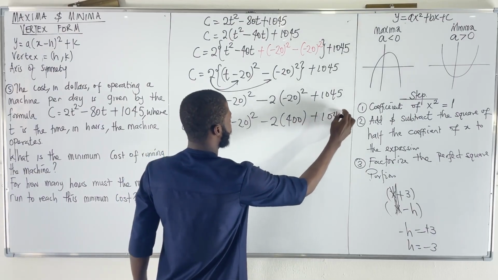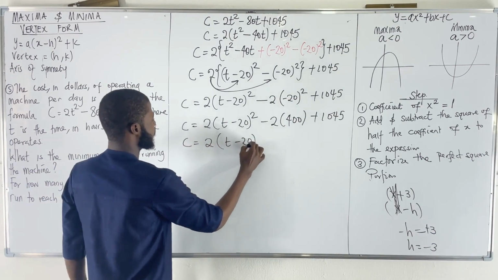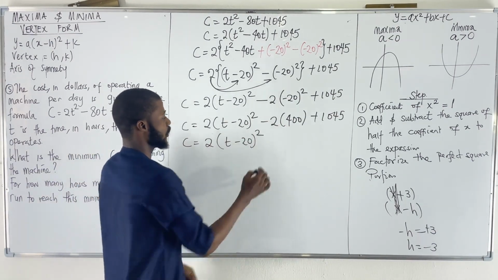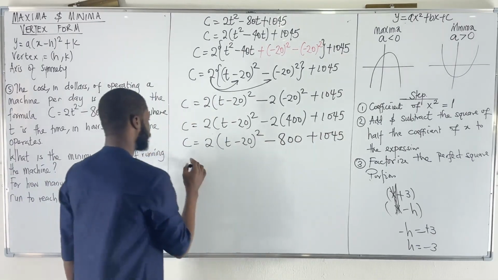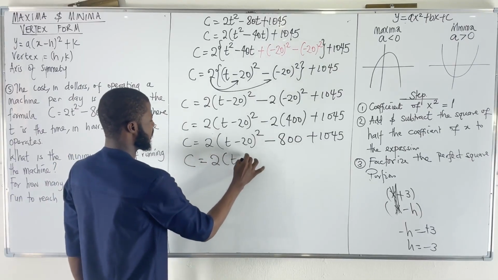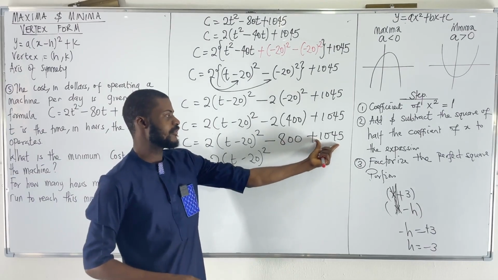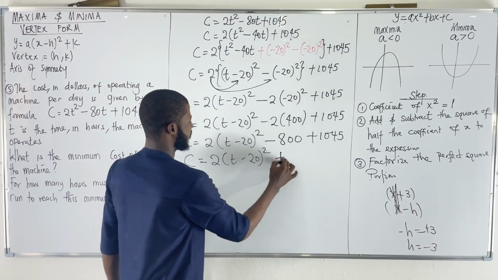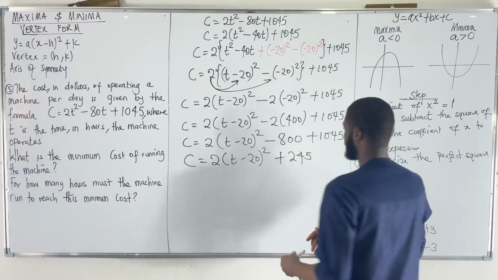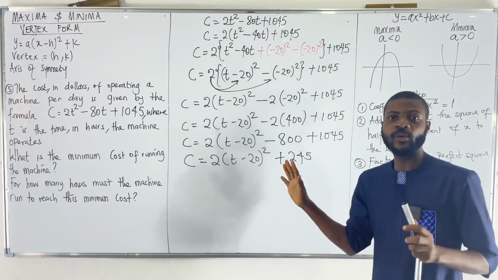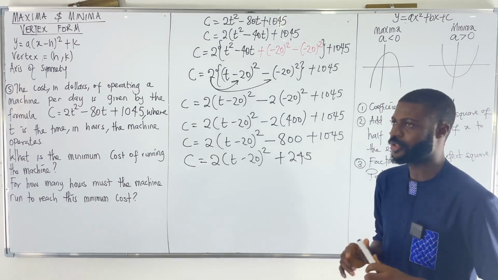And then plus 1045. So this is C equal to 2 into t minus 20 squared. When you multiply this, you're going to have minus 800, and then plus 1045. So this is C equal to 2 into t minus 20 squared, and minus 800 plus 1045 will give me 245. Yeah, it should give me 245. Now, I am done with expressing in vertex form. We are done with doing that.